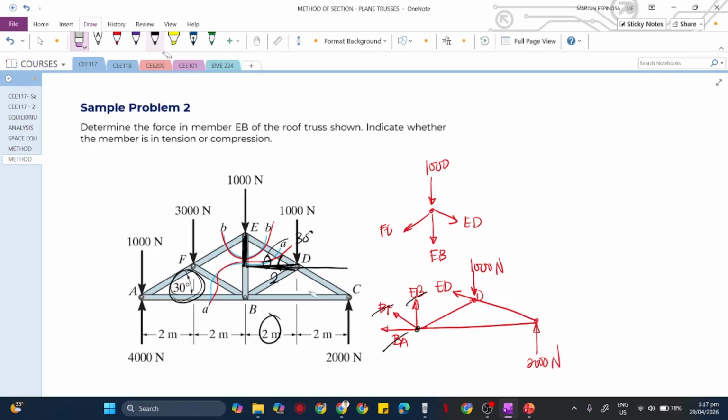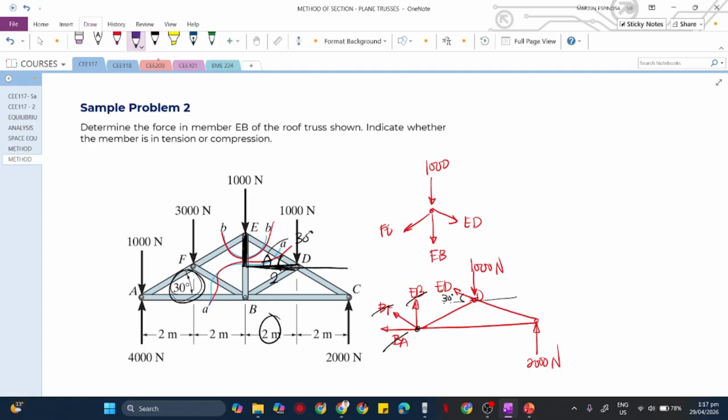That's correct. So this part here, if we make an imaginary line, an imaginary horizontal axis, this one is also 30.